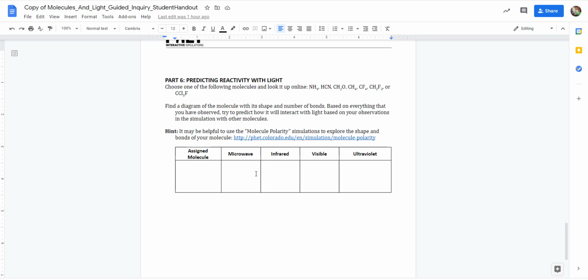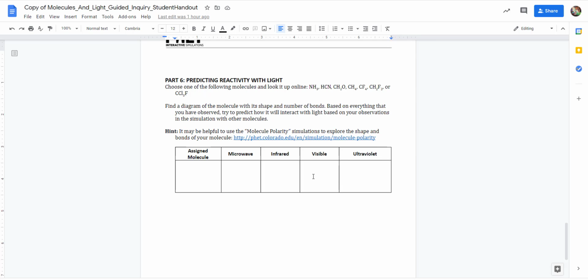So let's say you picked ammonia, NH3 is called ammonia. You'd put NH3, and it says assigned. I'm just going to let you select. So I think ammonia would vibrate when exposed to microwave radiation, spin around in infrared light, and have no reaction with visible or ultraviolet light. That's all you need to do.